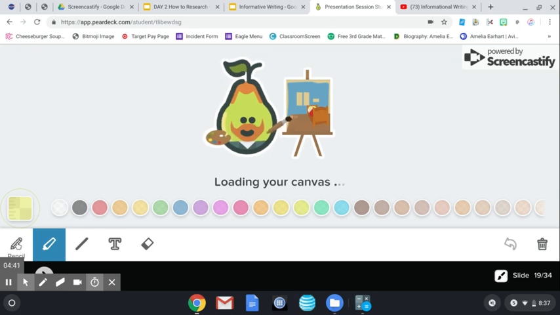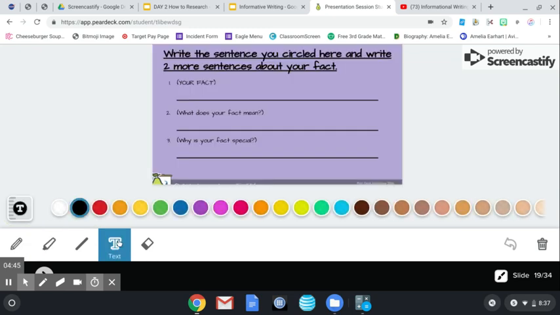This thing is taking forever to load. There we go. So now it says write 2 more sentences you circled here, or write the sentence you circled here and 2 more sentences about your fact.